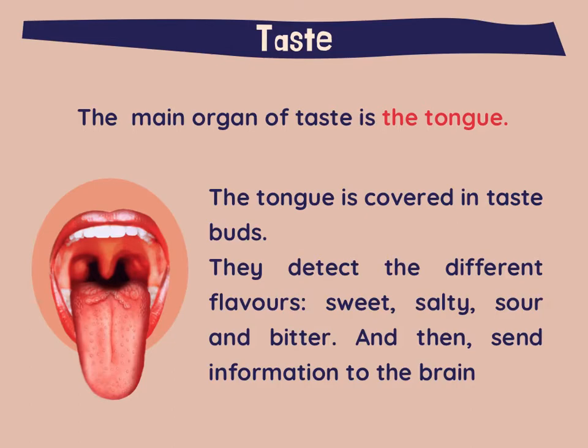And the last one, taste. The main organ of taste is the tongue. The tongue is covered in taste buds. You can see the little dots, they are taste buds. They detect the different flavors: sweet, salty, sour, and bitter. And then they send the information to the brain.